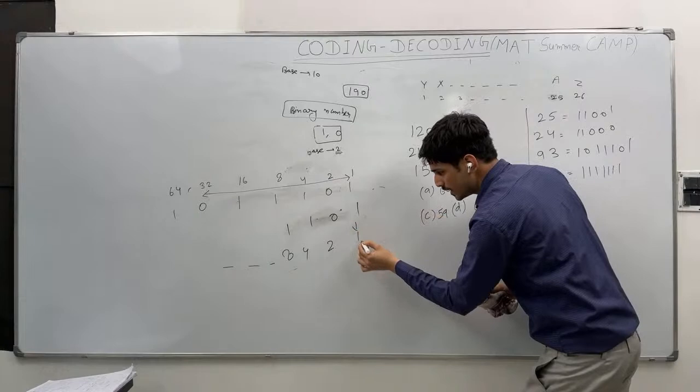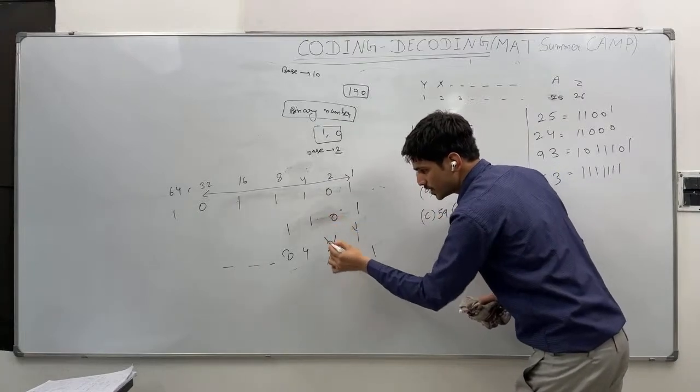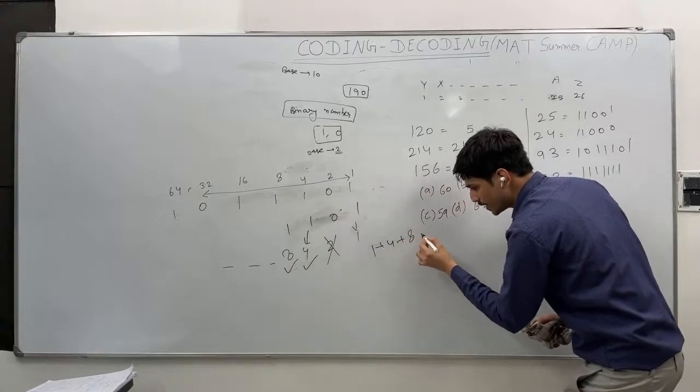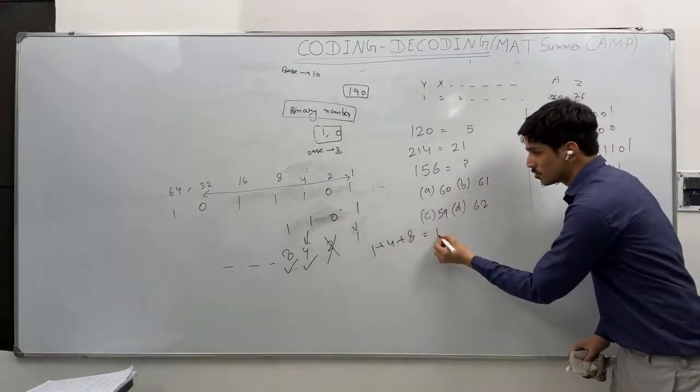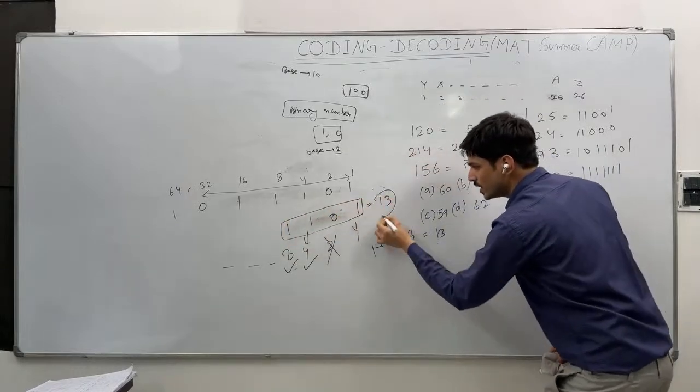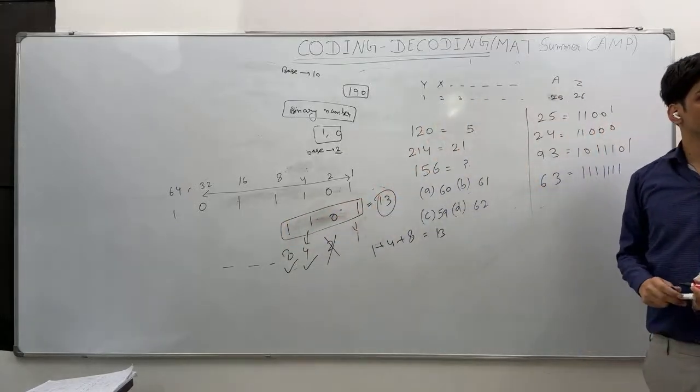Here 1 is there, so I'll take 1. 0 is there, I'll neglect this. This one is there, I'll take this and this one. So 1, 4, 8. So what should come? 13. So it means this is corresponding to 13. This one is the binary number and this one is the decimal number.